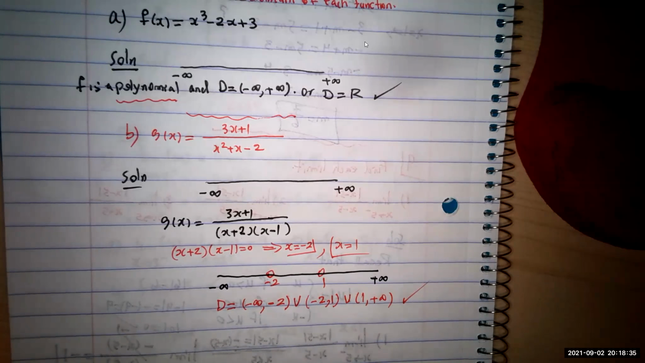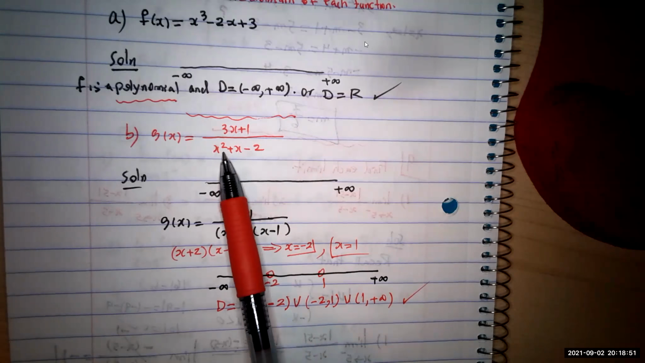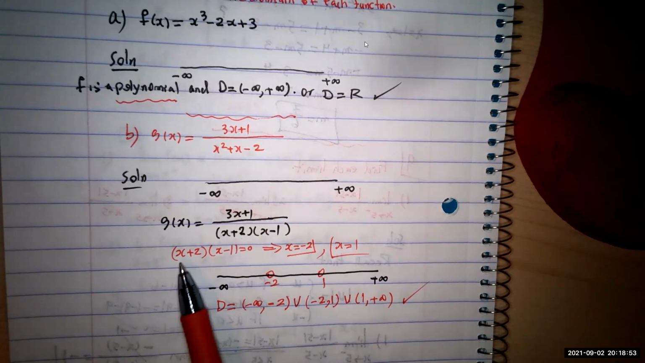Very popular function to get these numbers. Any question? You see, it's a rational function because the denominator contains the x. So you have to find the values where the denominator is 0. Since x is squared, you factor it. You have 2 factors, 2 numbers. The numbers to be out are -2 and 1. So 1, 2, 3 portions, and this is going to be the domain.